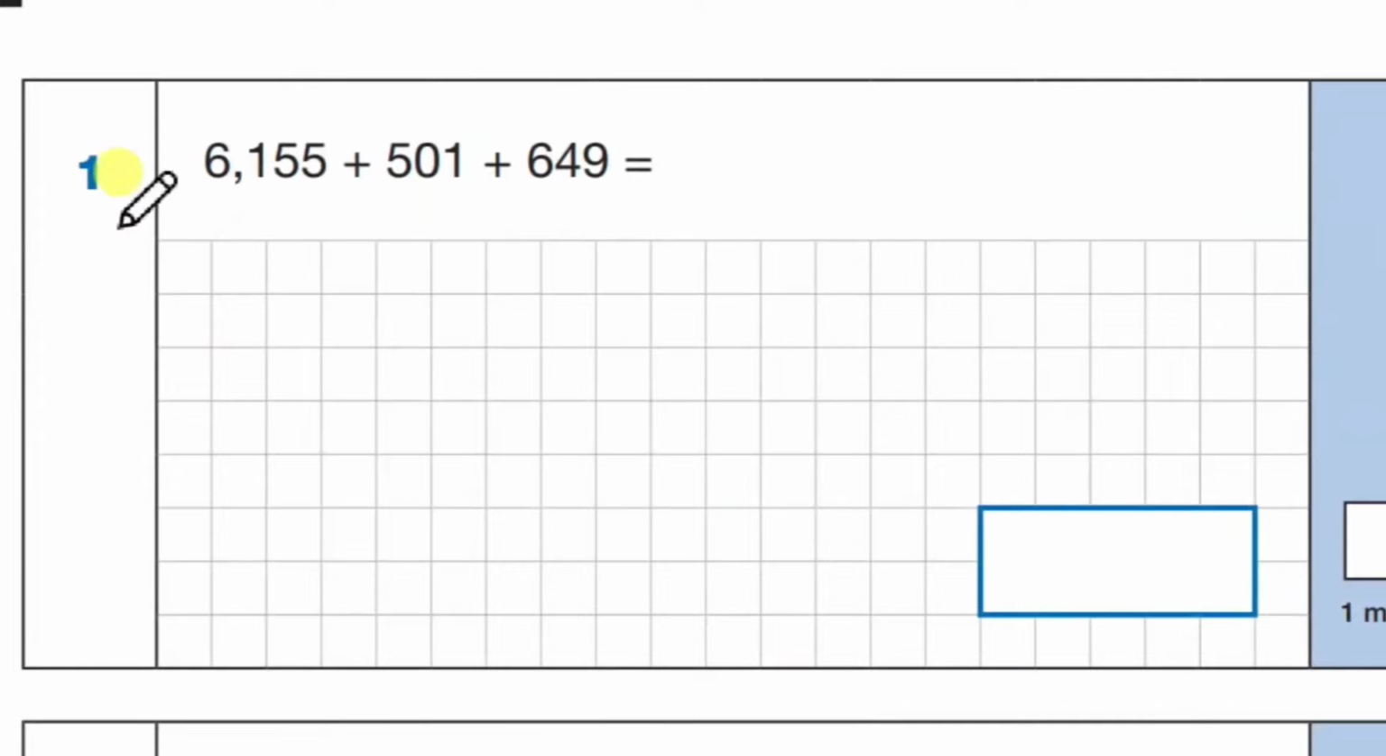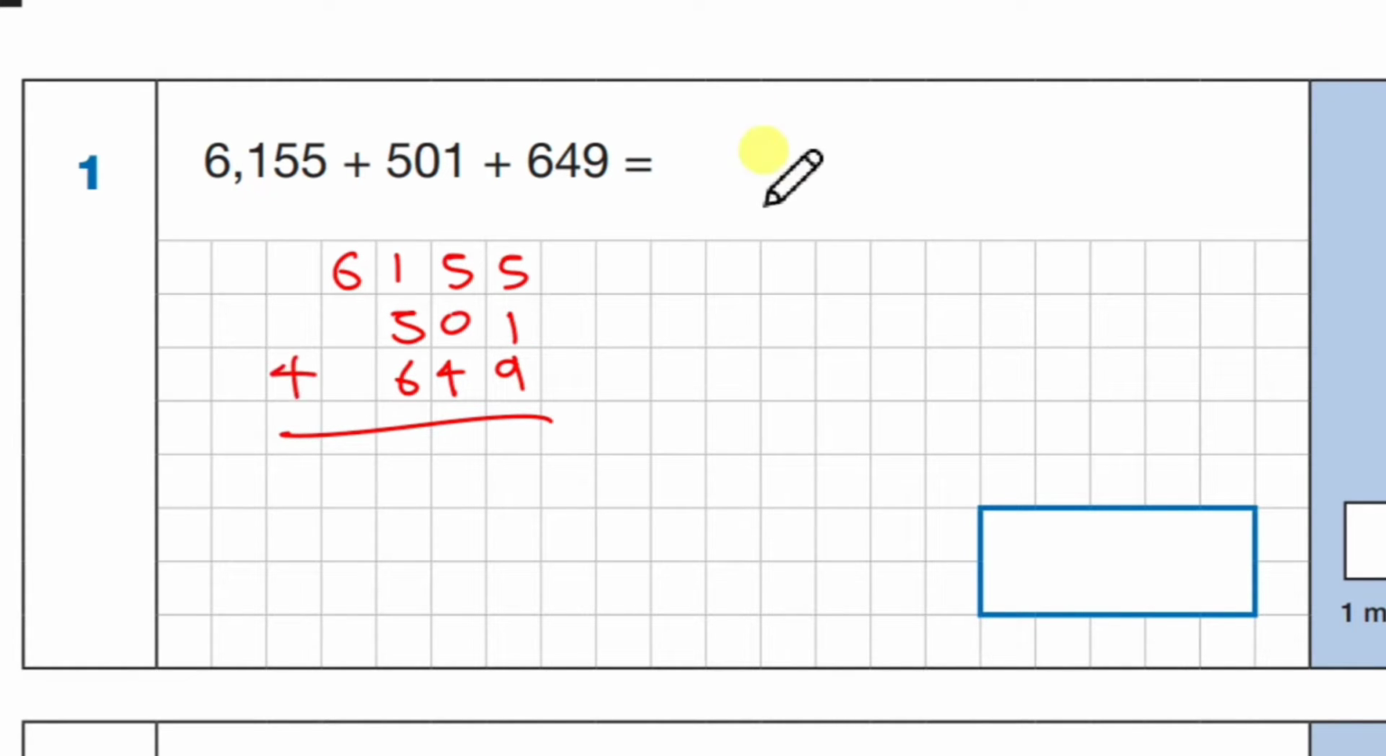So we have 6,155 add 501 plus 649. What I always like to do is lay it out as a column. So I put 6, 1, 5, 5, and then 501 underneath, and then 6, 4, 9 here. And as always, we add from the right hand side.